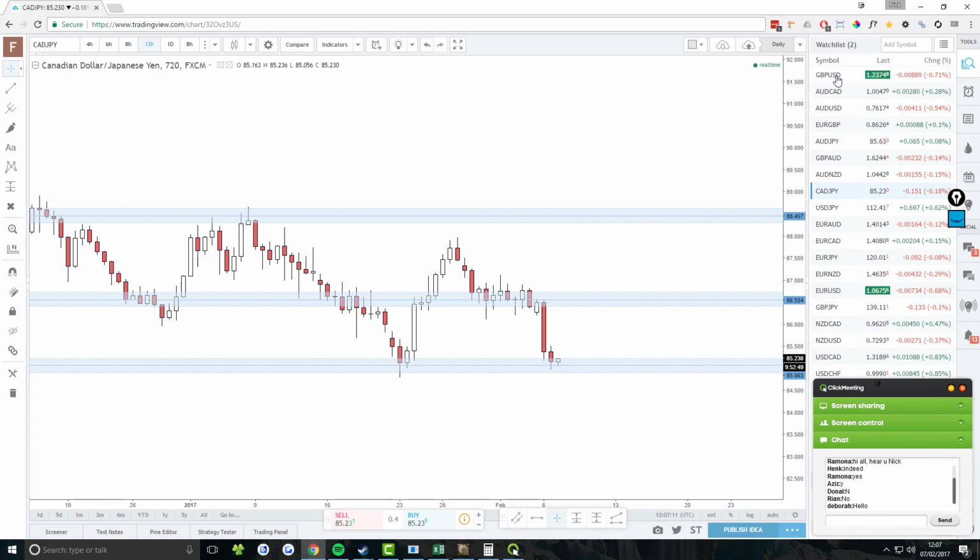Not as interested with the CADJPY trade as I am with GBPUSD and AUDCAD. Just not a big fan of CADJPY. I'm not really that big a fan of JPY pairs in general lately, but CADJPY specifically is a bit of a weird one.